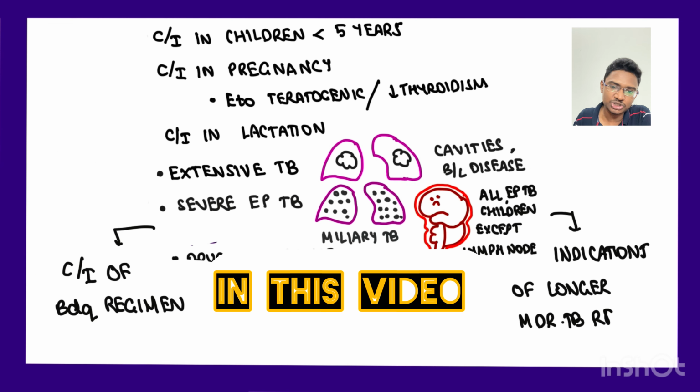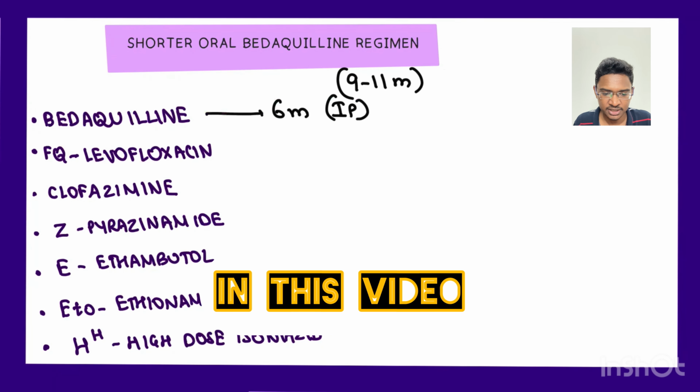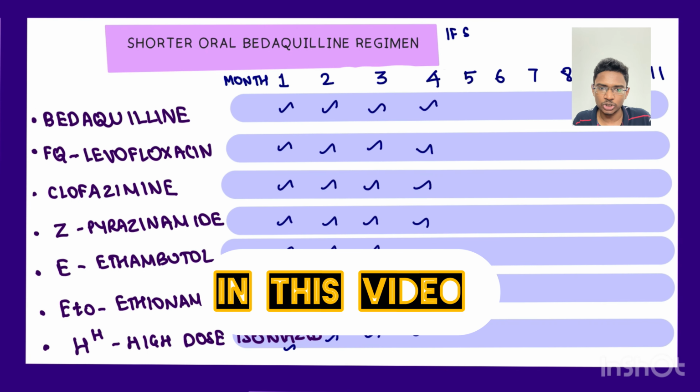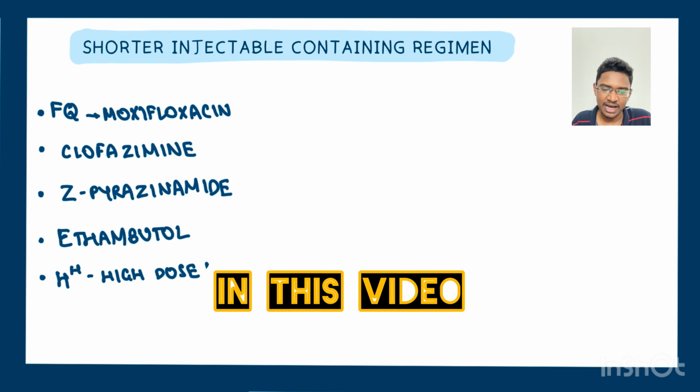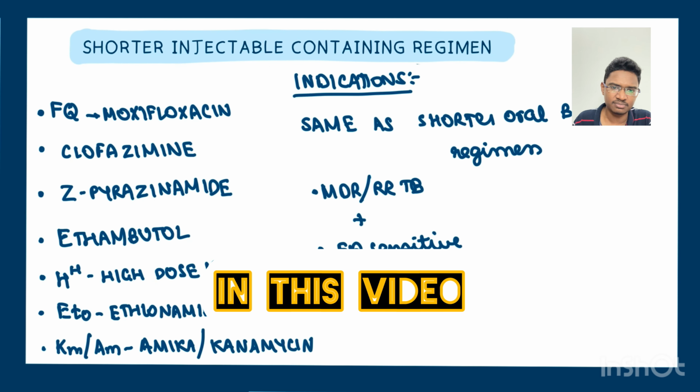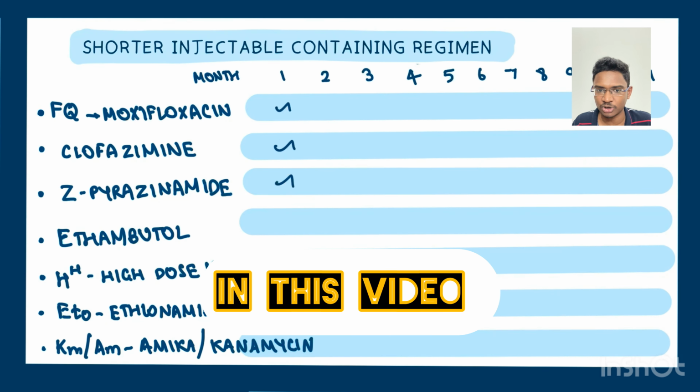Next, those will be the inclusion criteria for longer oral regimen. This you should be knowing it. Next, the chart, how to follow the shorter oral and shorter injectable. In injectable, what we do? Since bedaquiline is not available, bedaquiline we remove it and we add amikacin or kanamycin. Same thing, same monthly schedule we will be following, same indications and same contraindications.